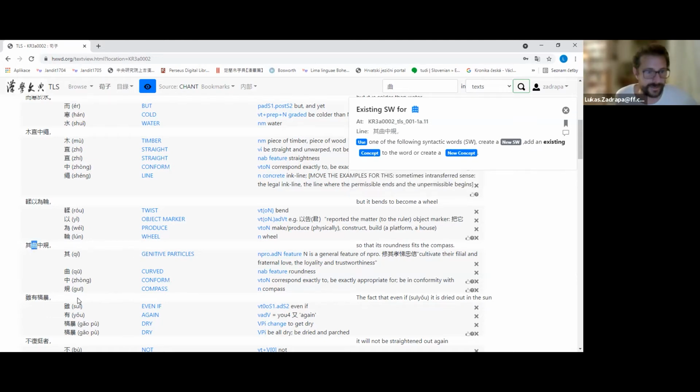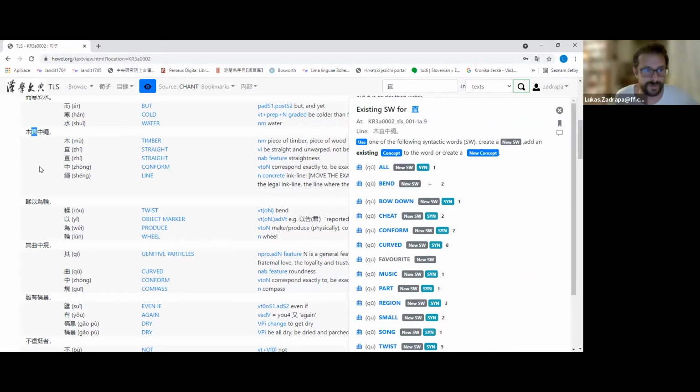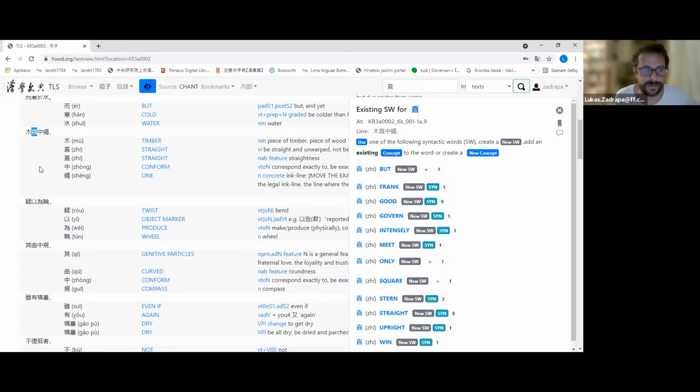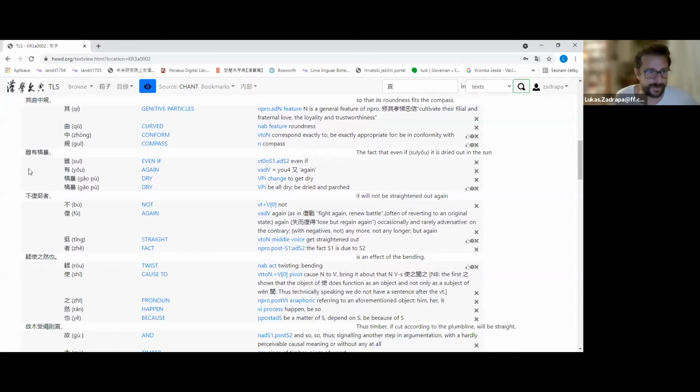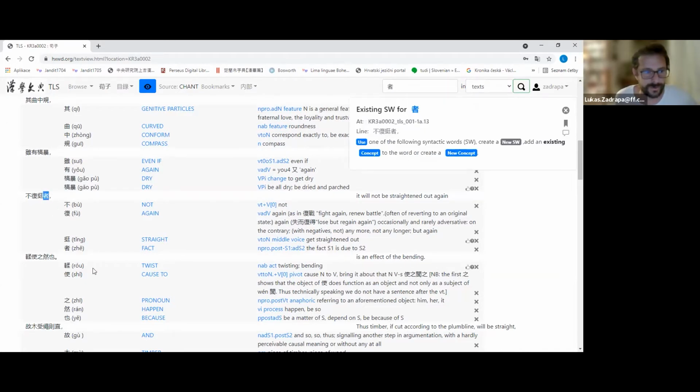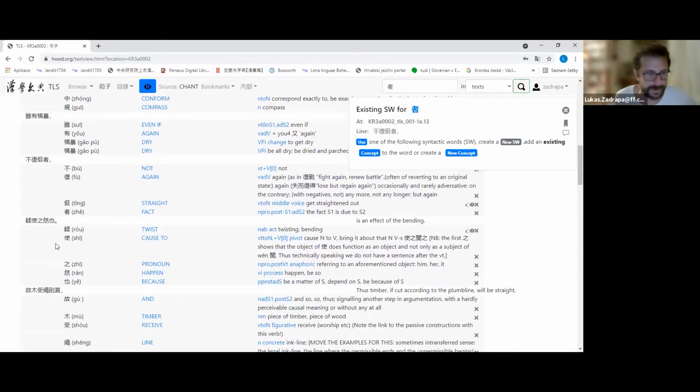So here we can see that it is nominalized in some way, and then maybe we should prefer this nominal analysis. We have of course some cases of morphosyntactic nominalization with the use of grammatical words. So we have this, for example, "the fact that it will not be straightened out again", but that's something I did not focus on in my study.